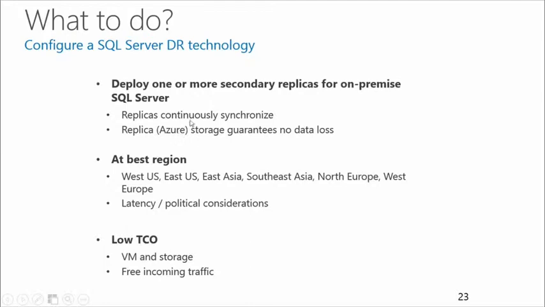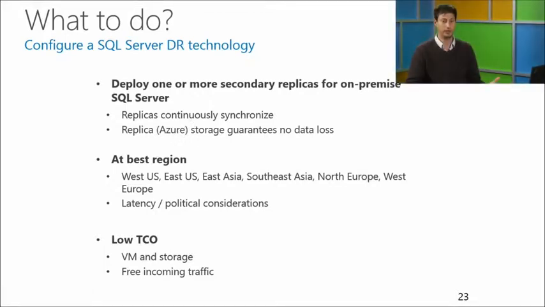What you can do is deploy, as I mentioned, one or more secondary replicas for your on-premise SQL Server. These replicas continually synchronize. The way this works is every transaction that you execute in SQL Server will create a log record, and we automatically send those log records into the secondary in the cloud. That replica in the cloud will have a copy that is up to date with the primary.